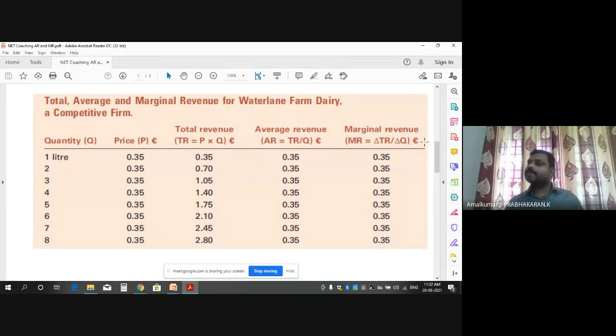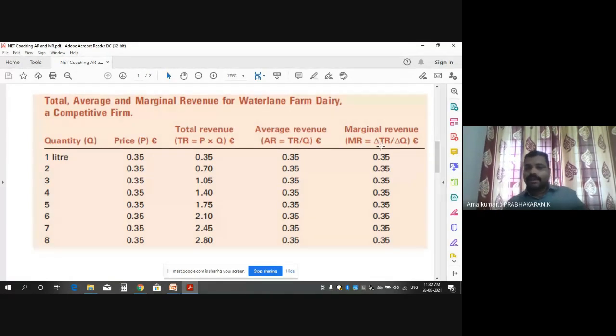Then we move on to the marginal revenue. How do we compute the marginal revenue? Marginal revenue equals the change in the total revenue. This is the symbol of delta; delta represents change. The change in the total revenue divided by another delta, the change in the total quantity. Change in the total revenue divided by change in the total quantity gives the marginal revenue.